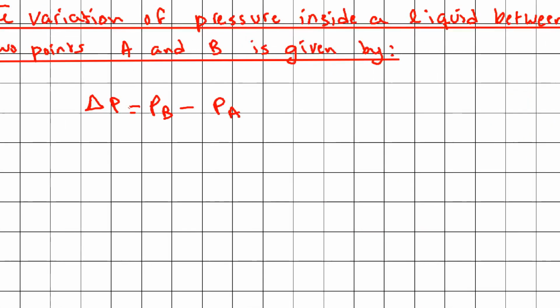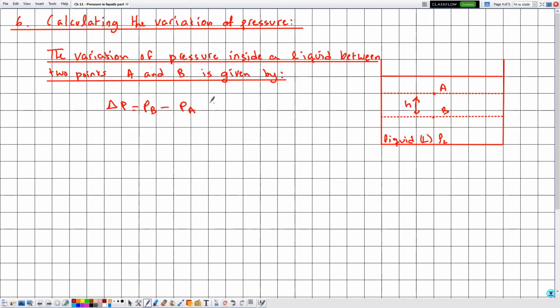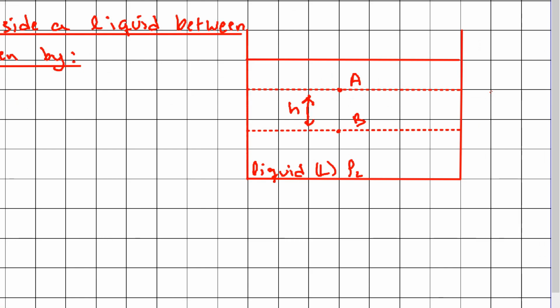So if you know the values of PB and PA, this is a linear equation with one unknown. The unknown is delta P, so we can simply calculate delta P. But there is another method to calculate the variation delta P. Notice that the difference in the pressures between the points B and A is due to the layer of this liquid only.